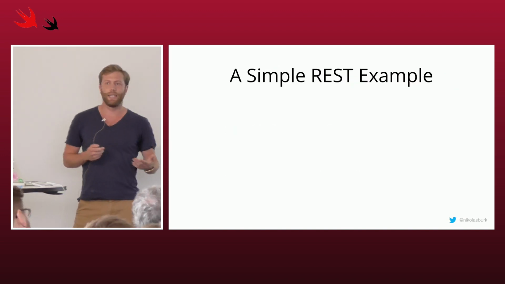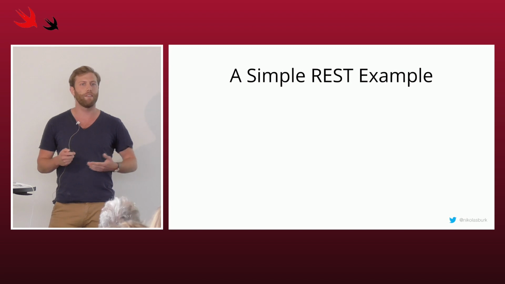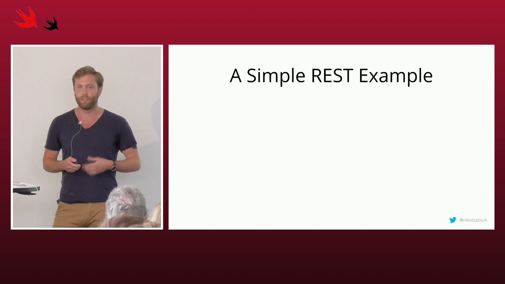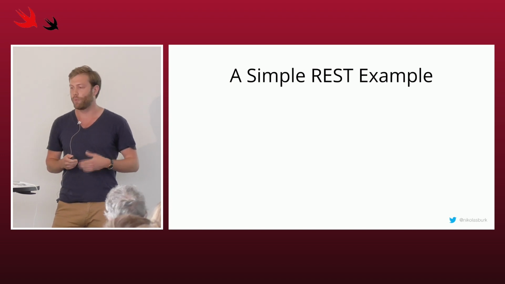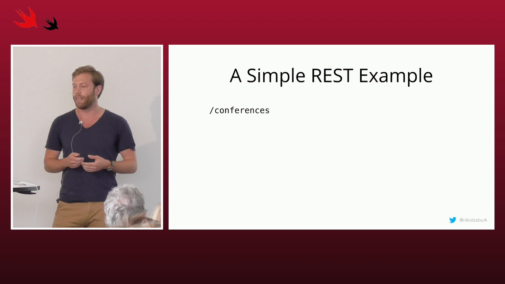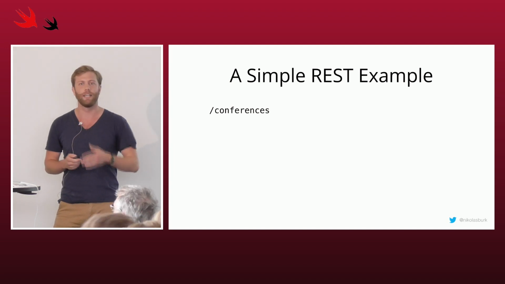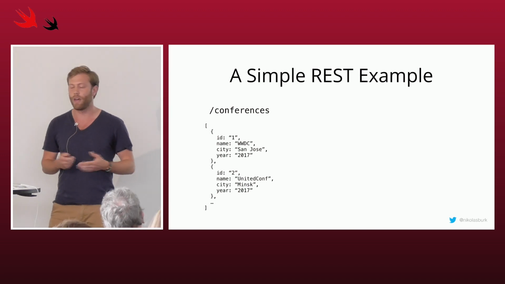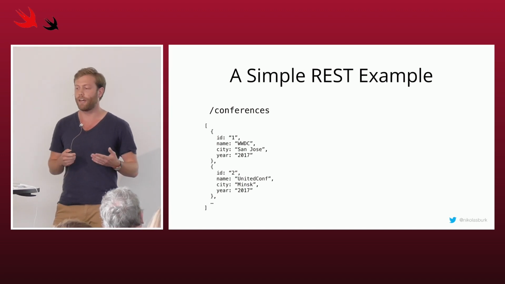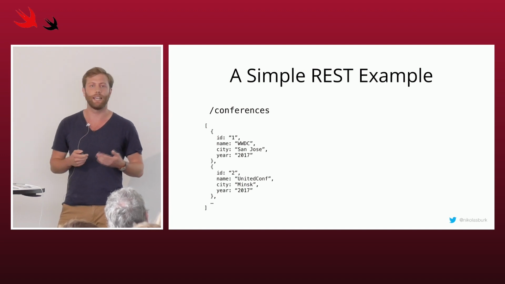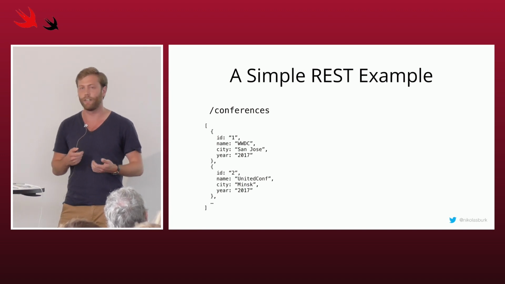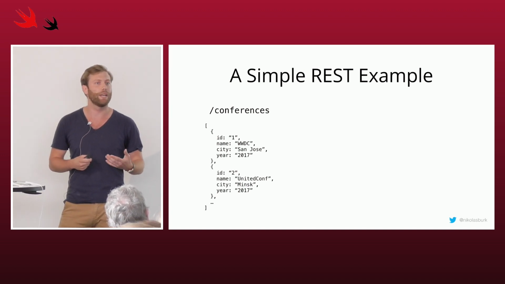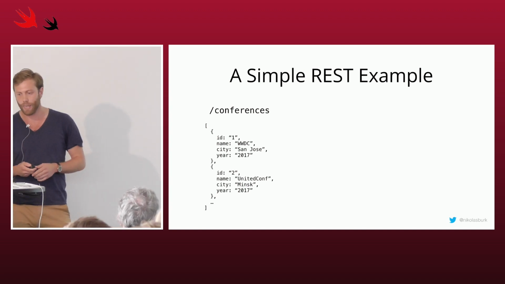Let's take a look at a simple example. Let's assume we have a conference planner app with a table view that should display a number of conferences. In such a situation, we would typically have one REST endpoint that you could access, something like /conferences, that would return an array of conference data. Here each conference has an ID, a name, a city, and a year, and then we get a whole bunch of conferences that we download into the application and that we can then render inside a table view.